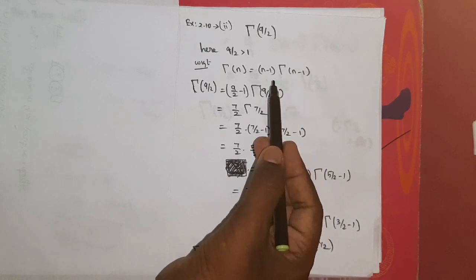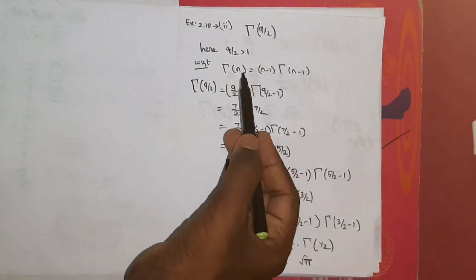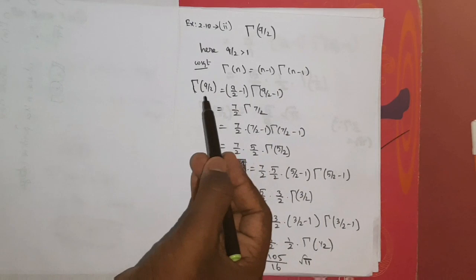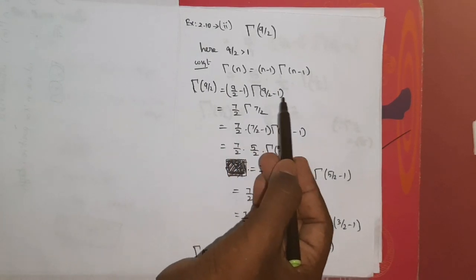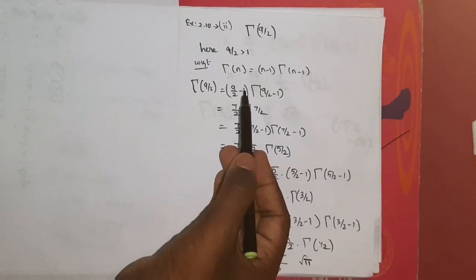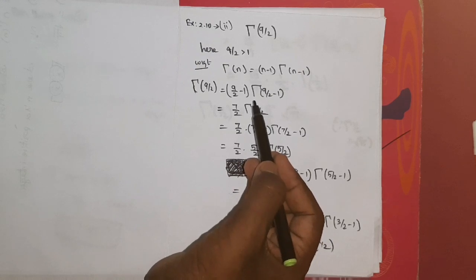Okay, let's find out how to use this. Now in the n place in the question what do we have? 9 by 2. So apply 9 by 2 in all the n places. So we get this step. Gamma 9 by 2 equal to 9 by 2 minus 1 gamma of 9 by 2 minus 1. So when you solve this, 2 into 1, 2. So 9 minus 2, 7, 7 by 2. And here also the gamma symbol is the same.